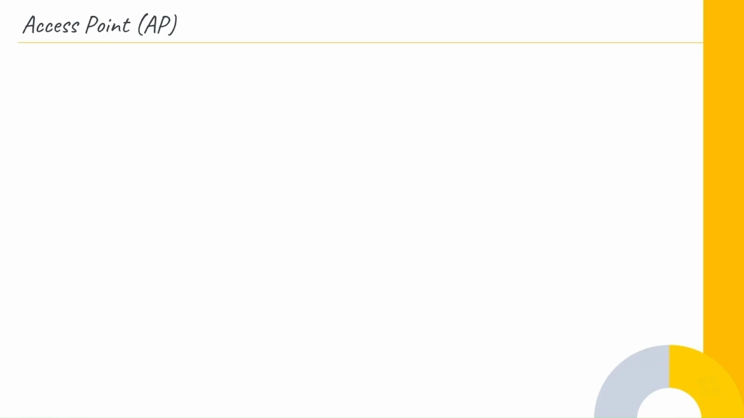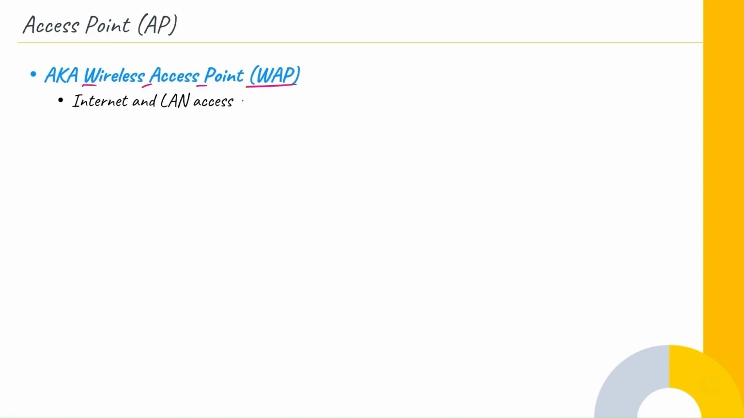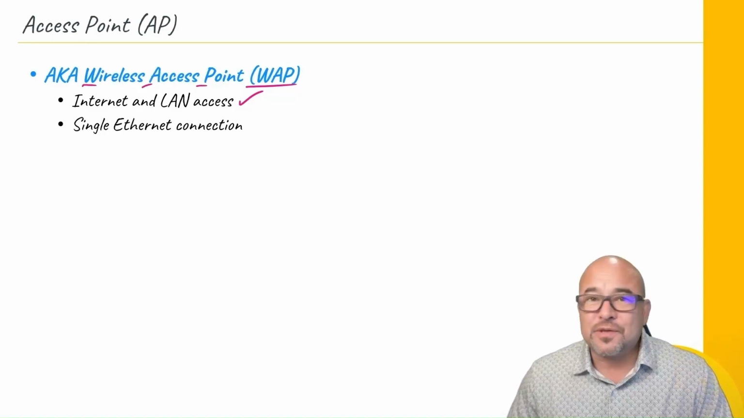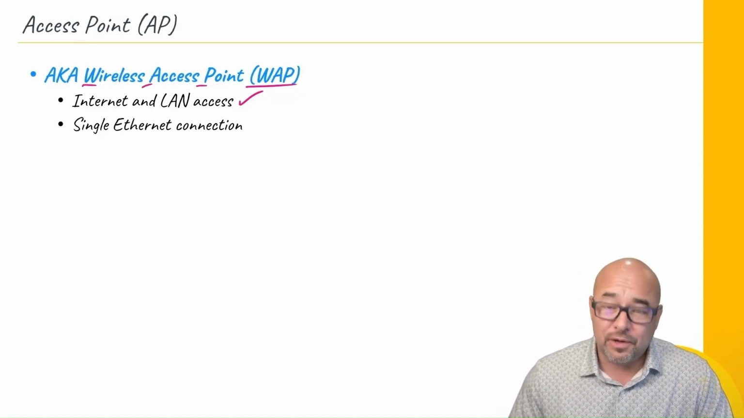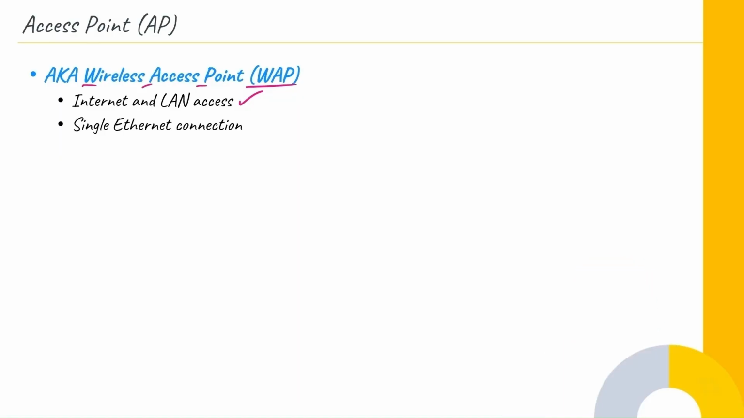And then we move on to the access point. This is also known as just a wireless access point, WAP, wireless access point. This is generally used for internet and LAN access. These will usually have a single Ethernet connection that comes in usually from something like a cable modem or from some other network source. And then the access point becomes your availability point for your internet and LAN connectivity to any devices that connect to it.